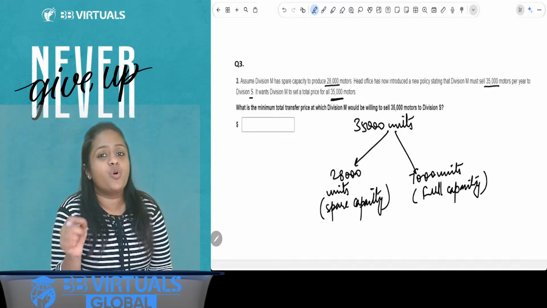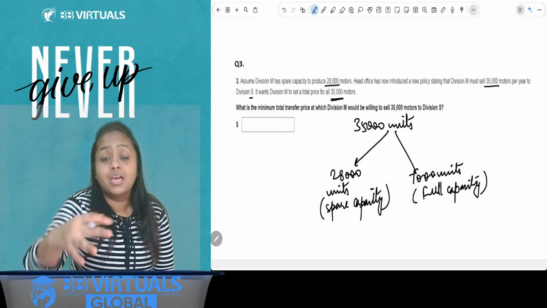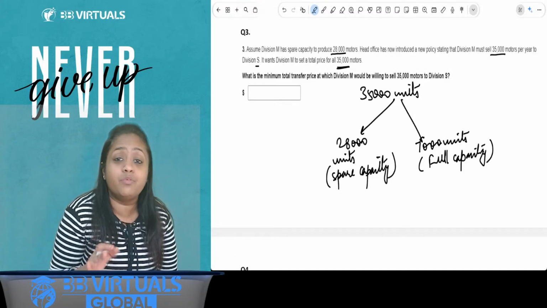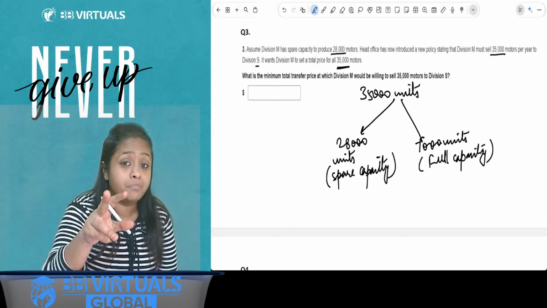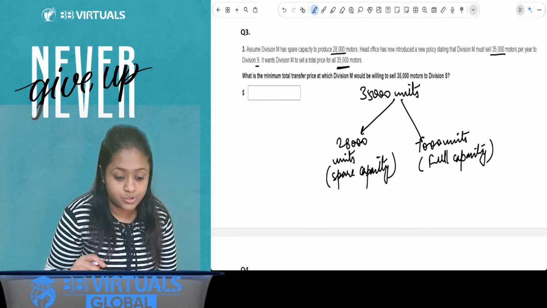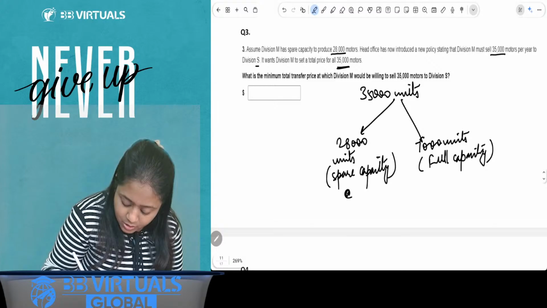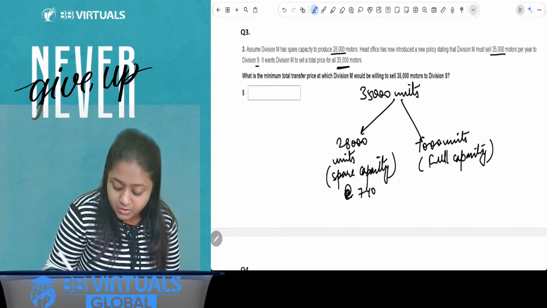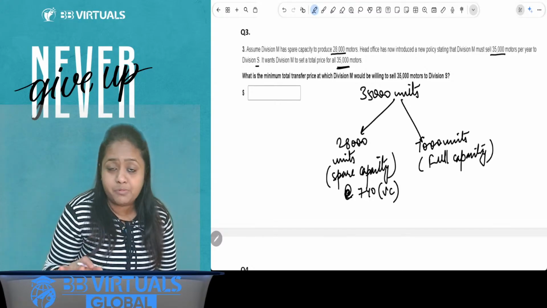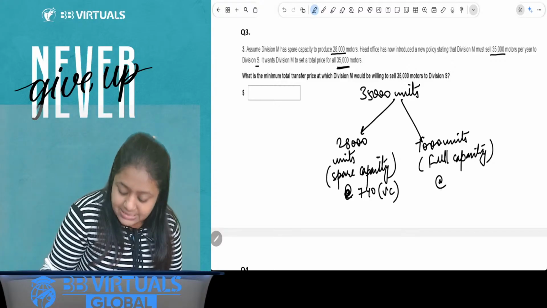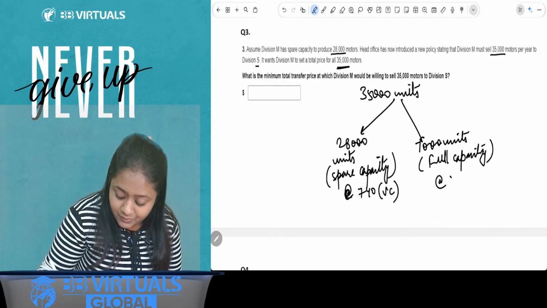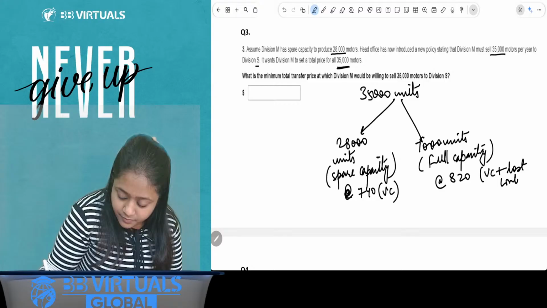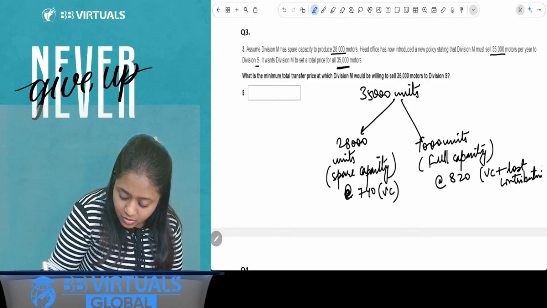Okay, now if they want to move these units to the internal division to meet the internal demand, they would not go for a price lower than 820, remember, because they want to cover the lost contribution also. For the spare capacity, yes, we can do it at the asked price of 740, the variable cost, right? Because then the minimum transfer price becomes the variable cost. But for the 7,000 units, which is at full capacity, we will do it at 820, as we will take variable cost plus lost contribution. That is opportunity cost. Clear?